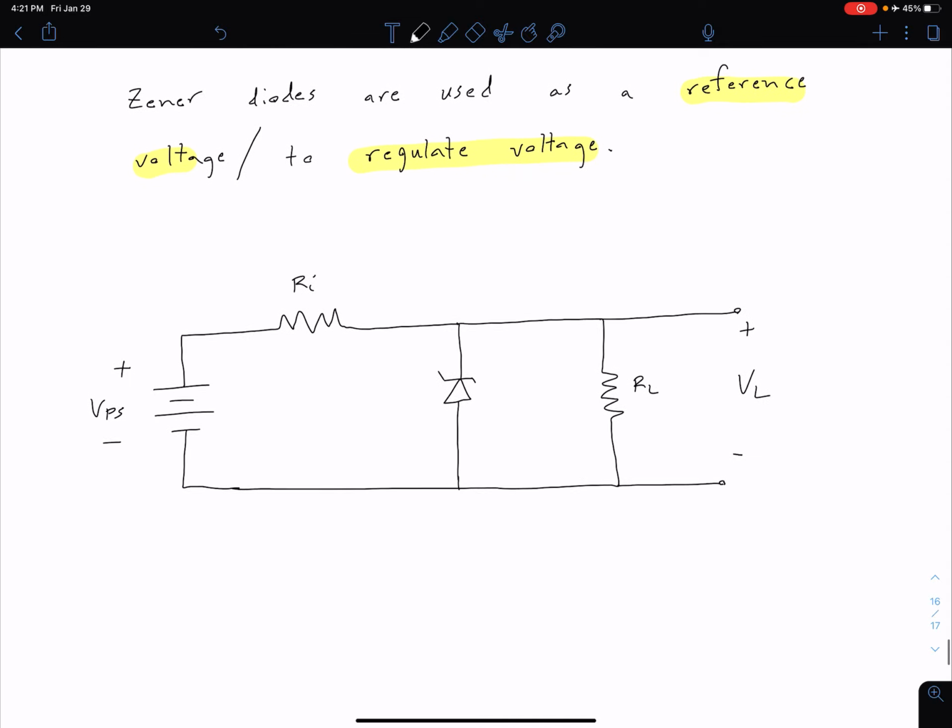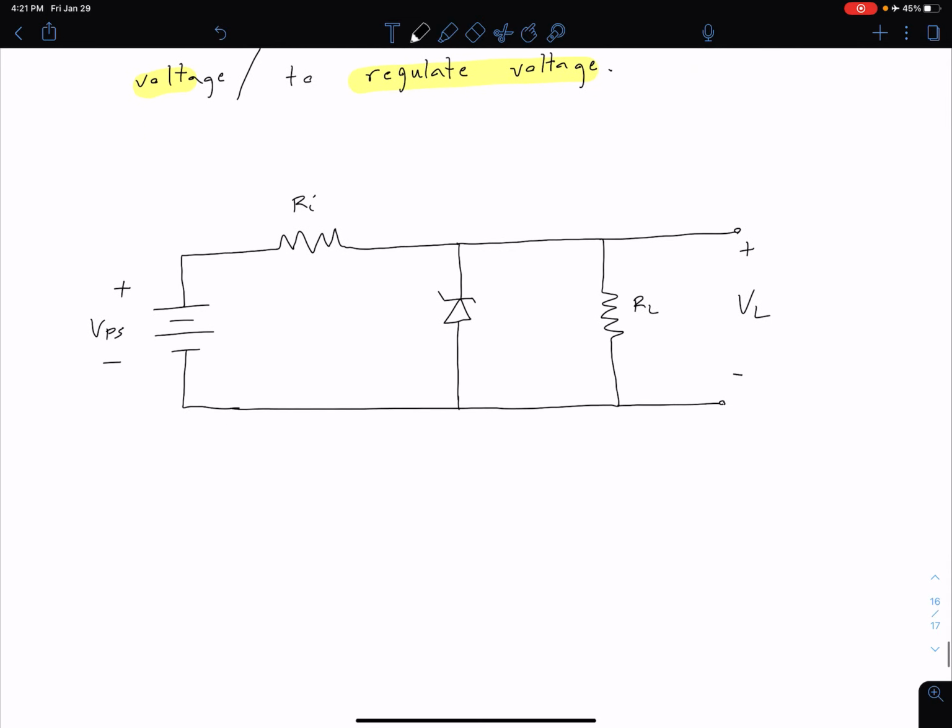So let's consider this simple circuit here, where we have a constant DC voltage source, or V_PS, for our power supply. We have some input resistance R_I, a Zener diode, which we can tell is different from a normal diode because of the little squiggles on the end of it, and a load resistor R_L with some voltage across it. So let's define a few other things here.